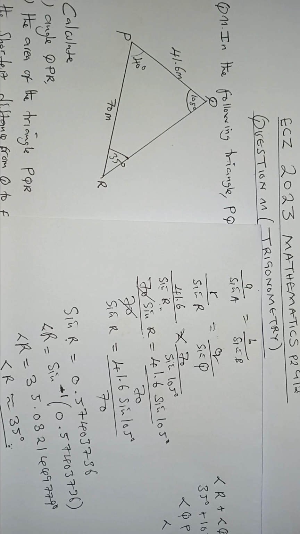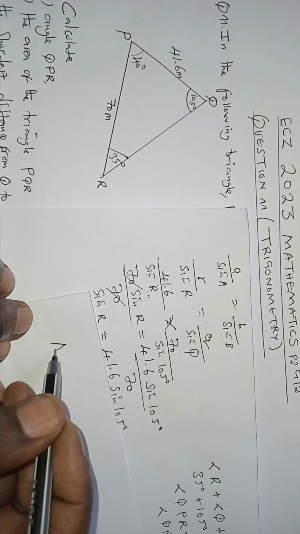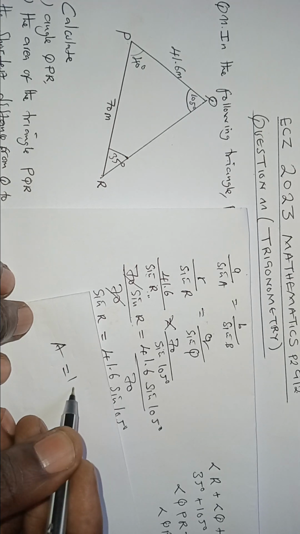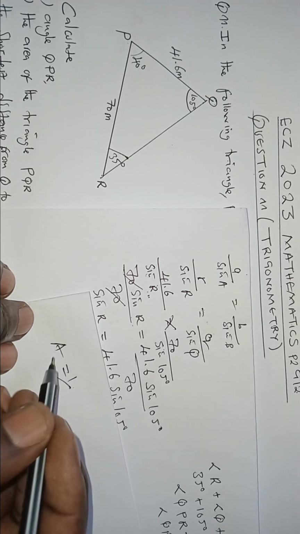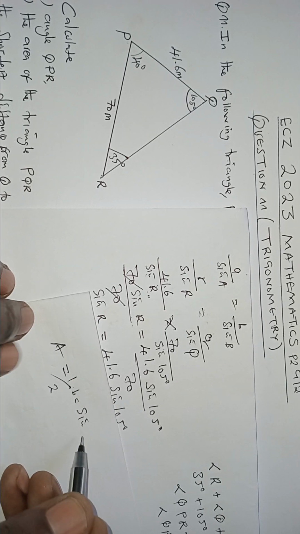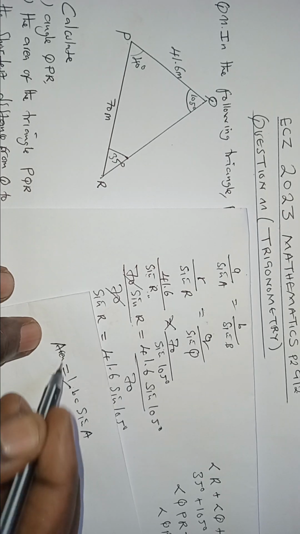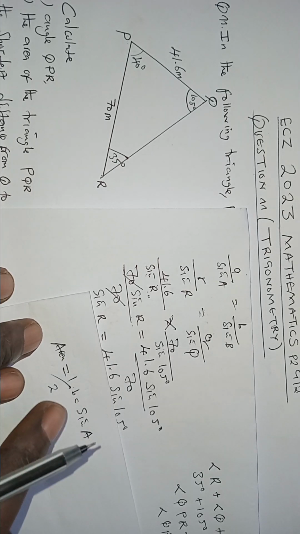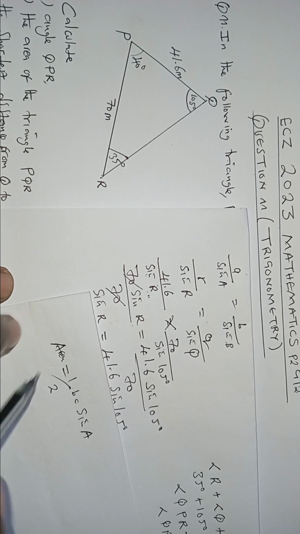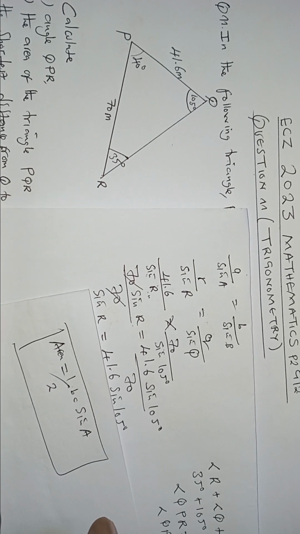PQR. So the formula that we can use is that area is given by 1/2 BC sine A. So we're saying area is equal to 1/2 BC sine A, which is the general formula for the area of a triangle, not only a 90 degrees right angled triangle.